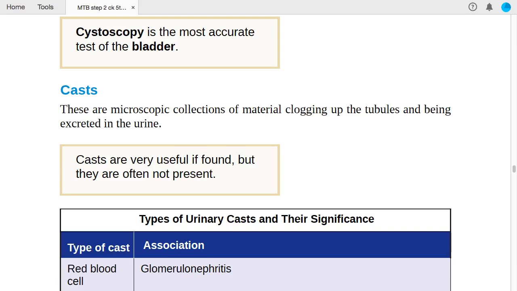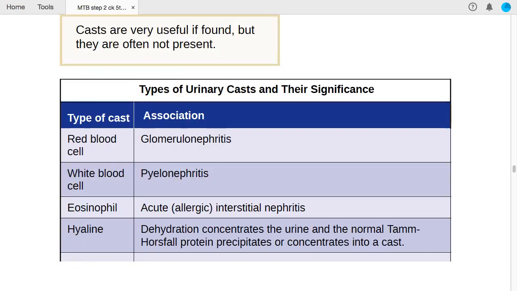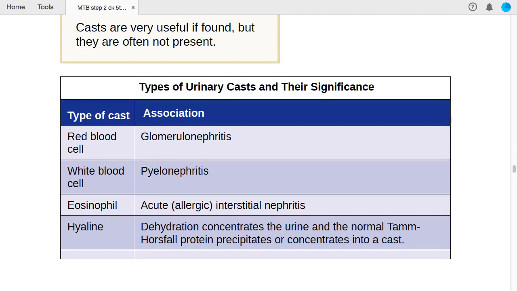Now, the types of urinary casts and their significance. Say, for example, if we are seeing red blood cell casts, you should always think of glomerulonephritis. If you are seeing WBC casts, it means it's a case of pyelonephritis. If you see eosinophils, it means you should consider acute allergic interstitial nephritis. The word allergic is very important and very specific for eosinophils.